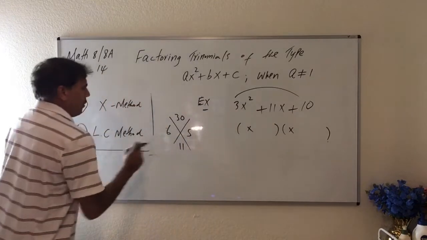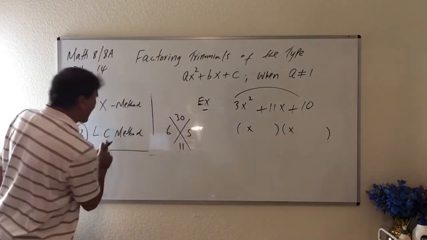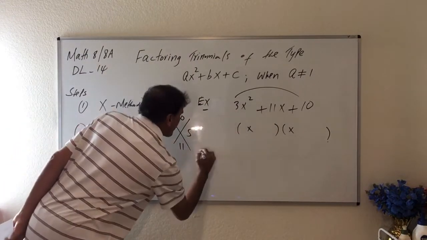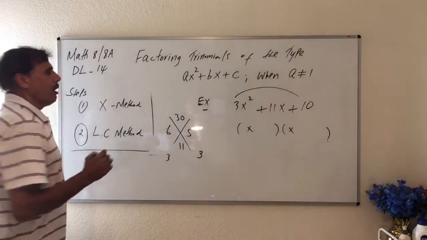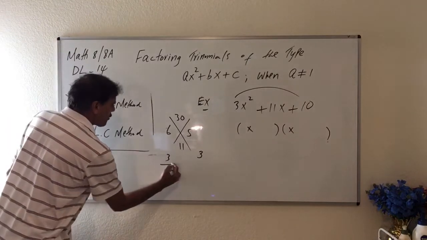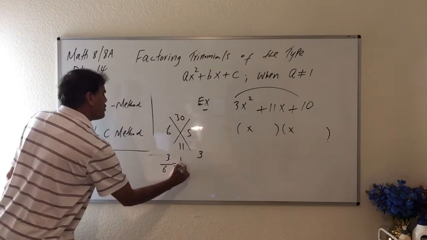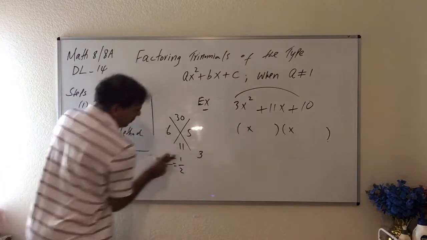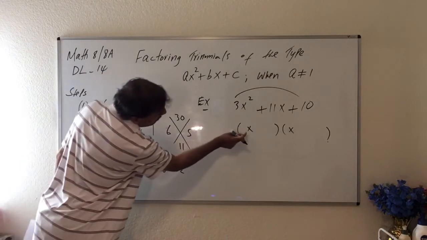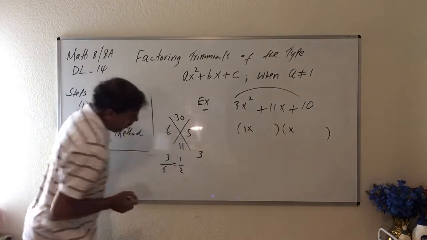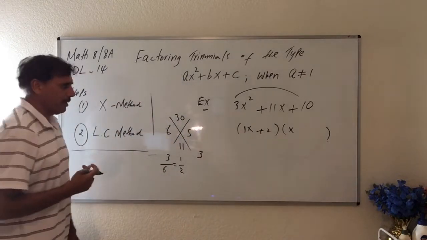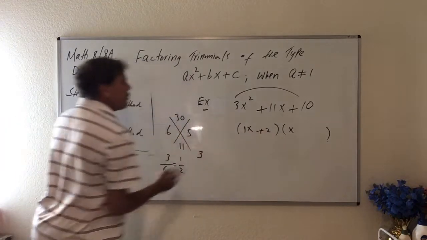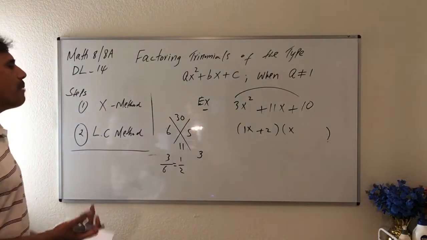So now here's the LC, the second step. Write the leading coefficient twice: 3 and 3. Okay, so the first factor is 6. We know 3 divided by 6 is a half. So then the top number is always the coefficient of the first x: 1x, the 2 is positive, plus 2. That's the first factor.